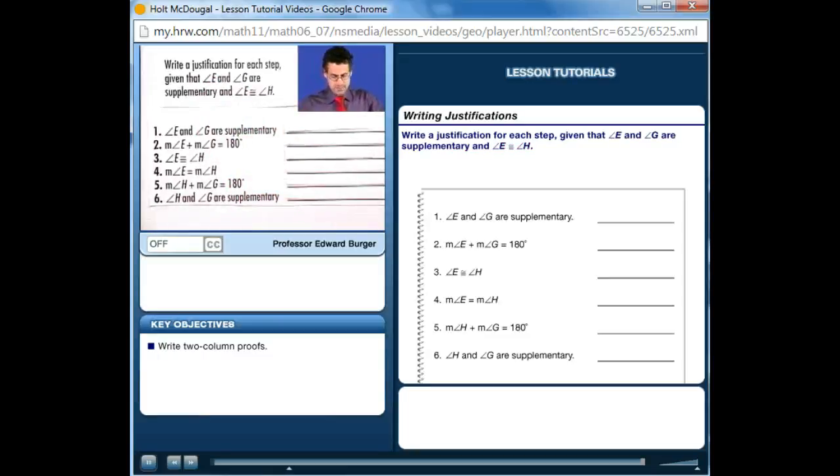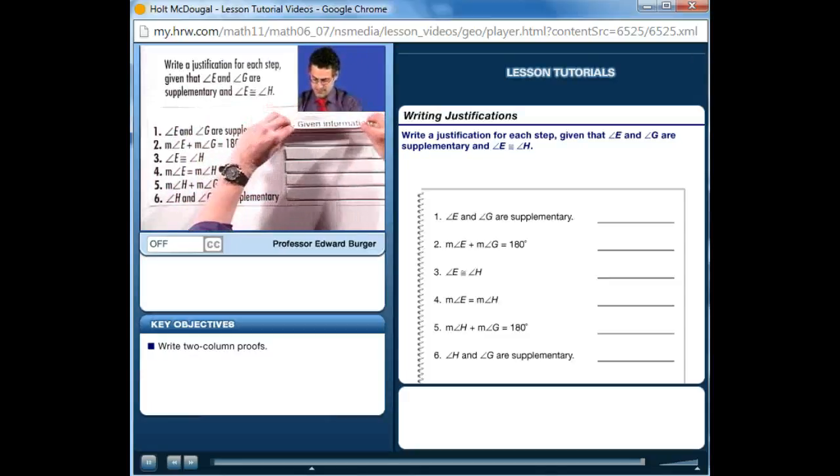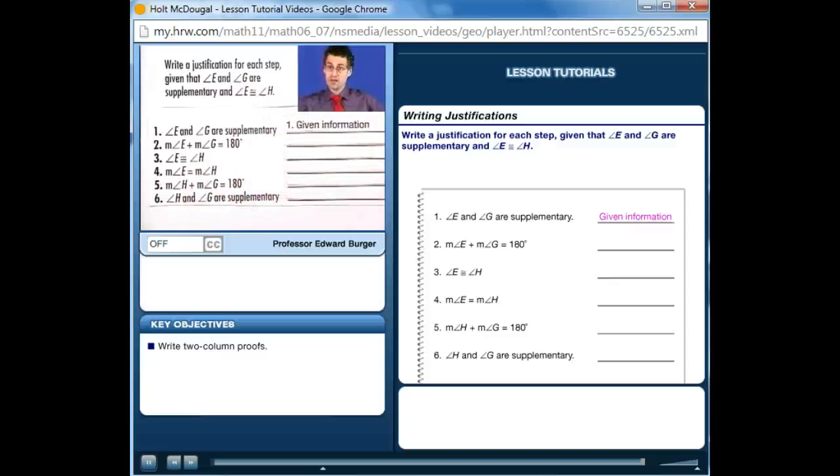So the first thing we see in step 1 is that angle E and angle G are supplementary. Now why is that true? Well, actually, that was just given to us. So in fact, the reason for that is given information. Okay, great. What about the next step?